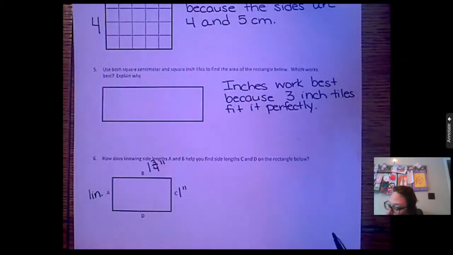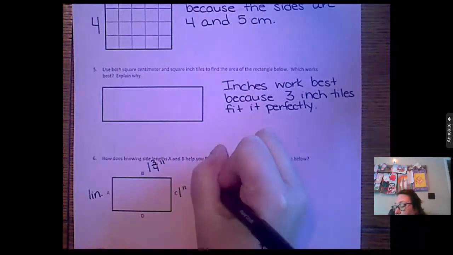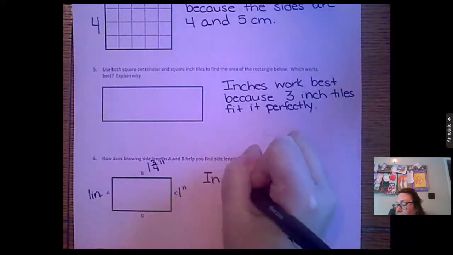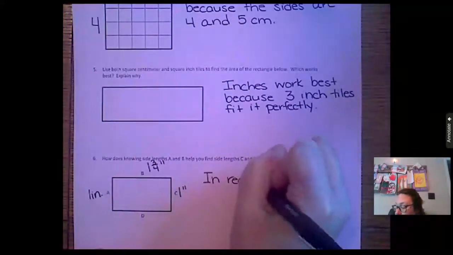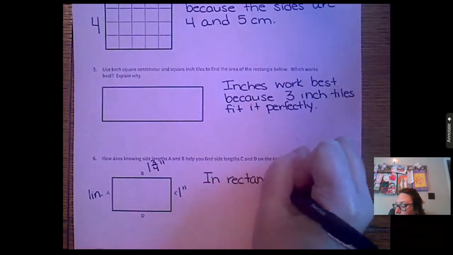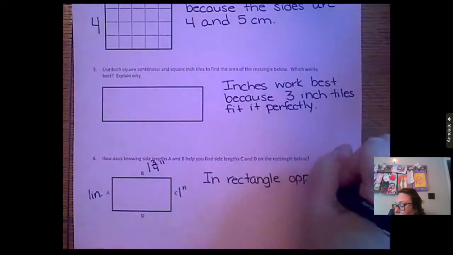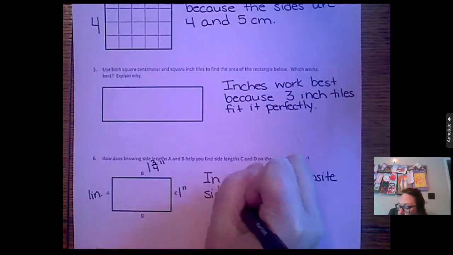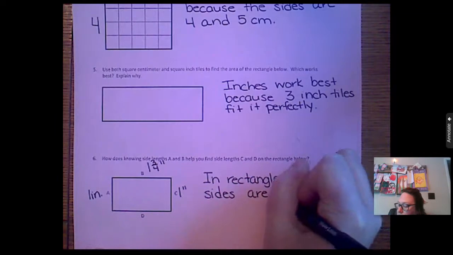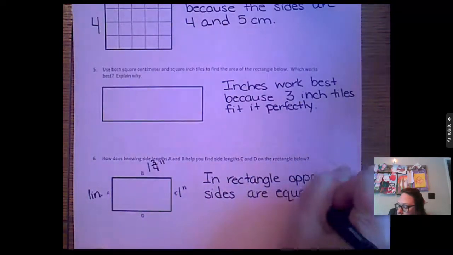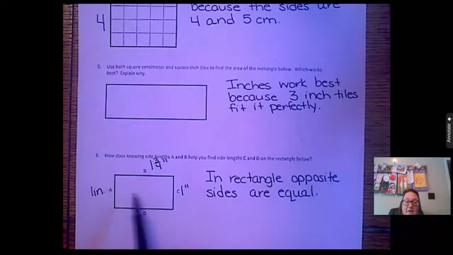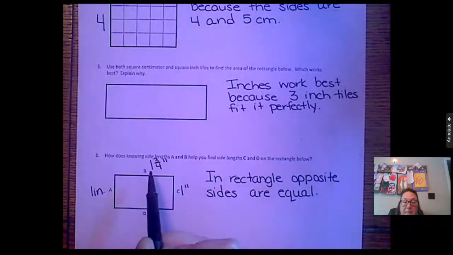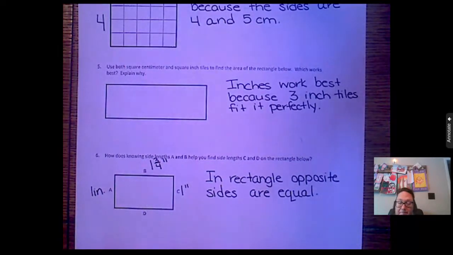Okay. So let's see. How does knowing one side help you find the other? So we'll say, in rectangles, capital letter at the beginning, rectangles, opposite sides are equal, right? So if I know A, then I automatically know C. If I know B, then I automatically know D. Okay, there we go. And we talked about that earlier too, right?